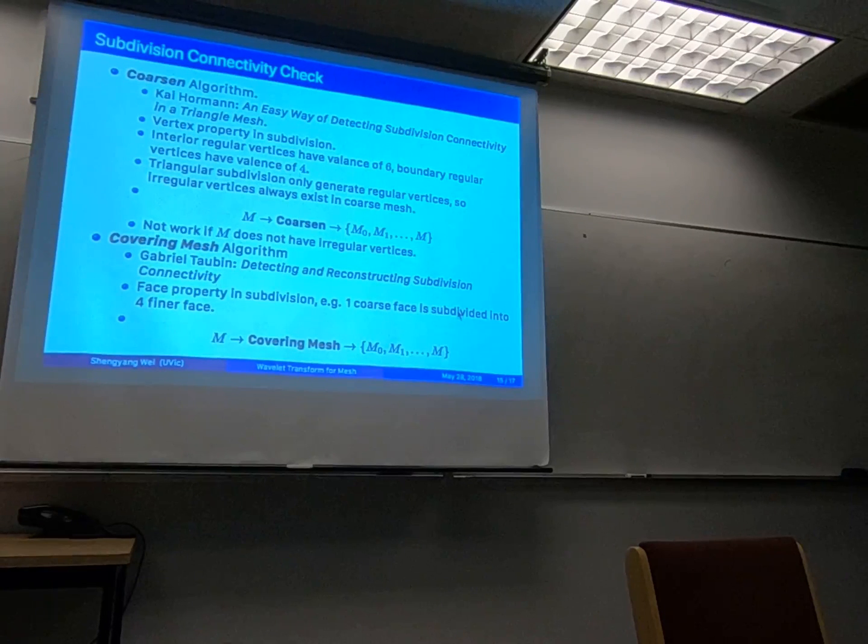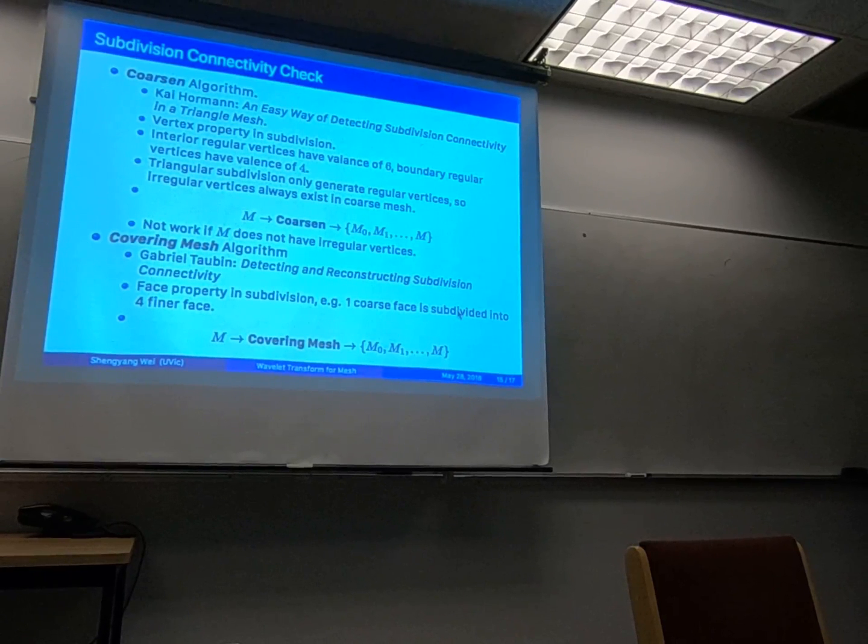Since the algorithm is not a trivial implementation, let's just show you the input and output. The input mesh is a finer mesh, and after we repeat the coarsen algorithm, we can get the coarse topology of the input mesh. But this algorithm has a limitation: if the input mesh doesn't have irregular vertices, then it won't work, because the algorithm doesn't know where to start.